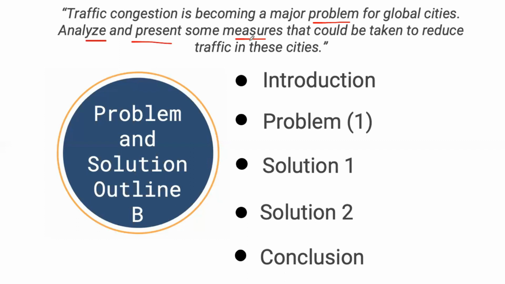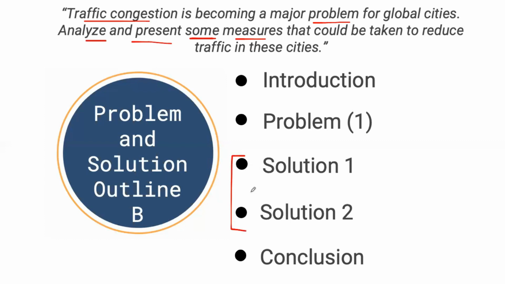So in this case, the problem is clear. It's traffic congestion. You don't have to think of any problems because it's given to you in the prompt. And the question is explicitly asking that you think of some measures. The fact that this says some is very important, and it means that you have to adjust your outline and you'll have to adjust your essay and focus more on your solutions.